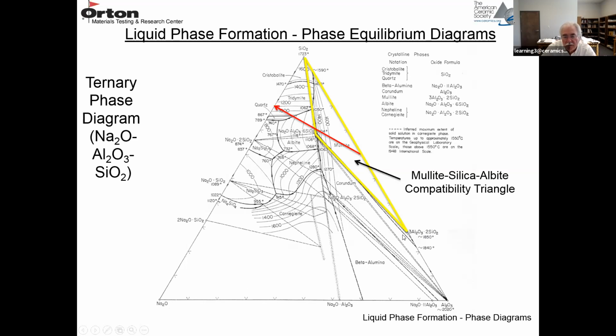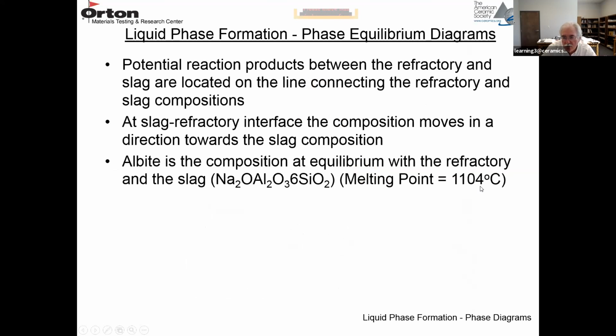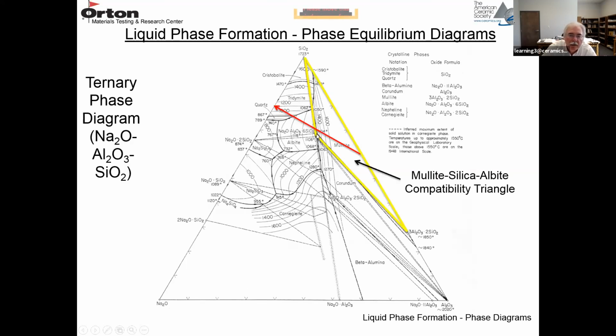3Al2O3, 2SiO2 is mullite, SiO2 is silica, and then albite is right here. It's Na2O, Al2O3, 6SiO2, and you can't see it right here, but that melting point, 1104 degrees C, is right there where these two yellow lines meet, 1104. Also in that phase field, you have another eutectic, a low melting eutectic between tridymite, albite, and mullite, 1050 degrees C. So you not only form a low melting material, but you have another possibility of a low melting eutectic.